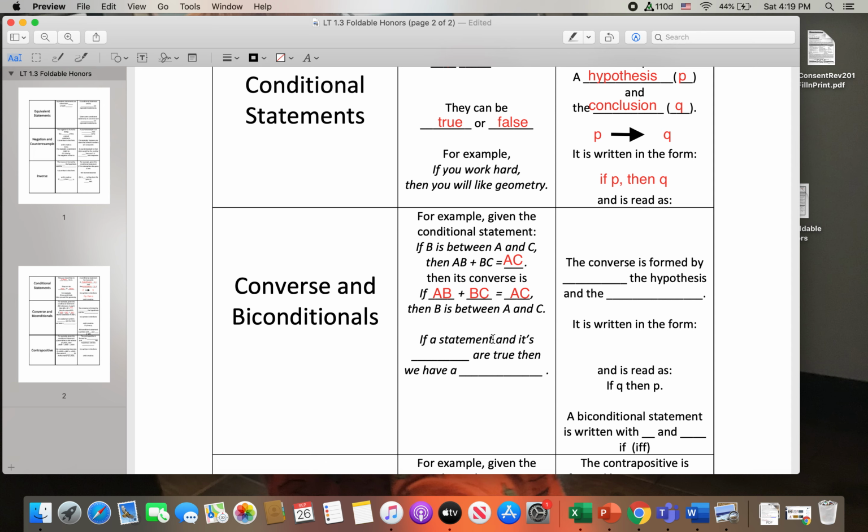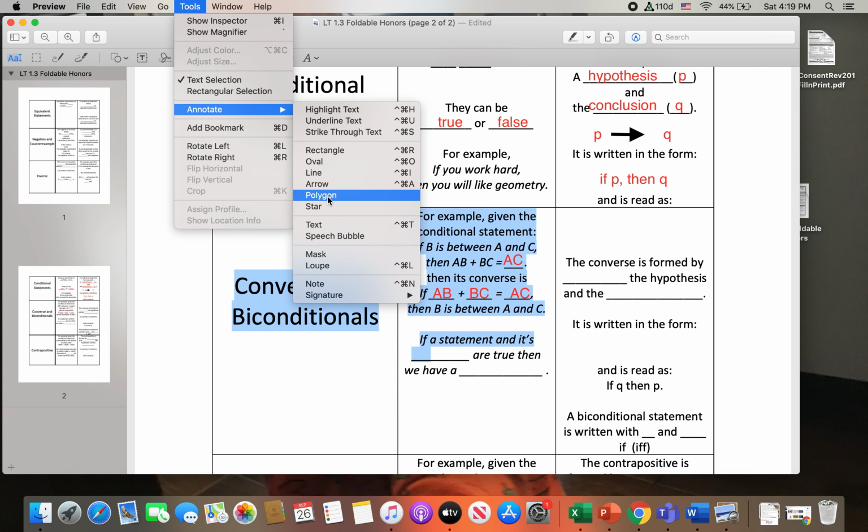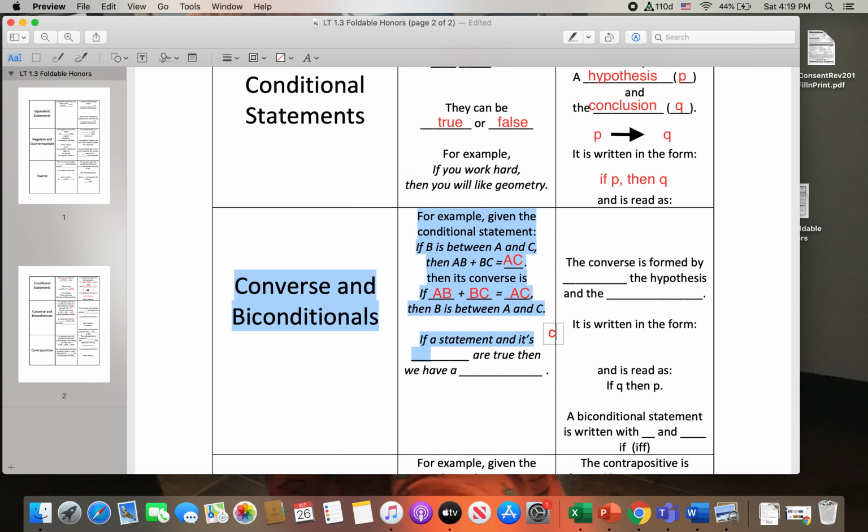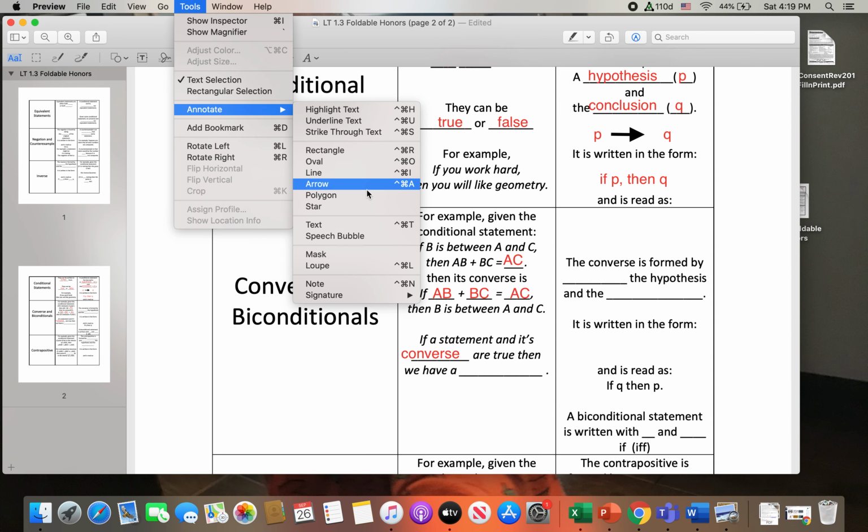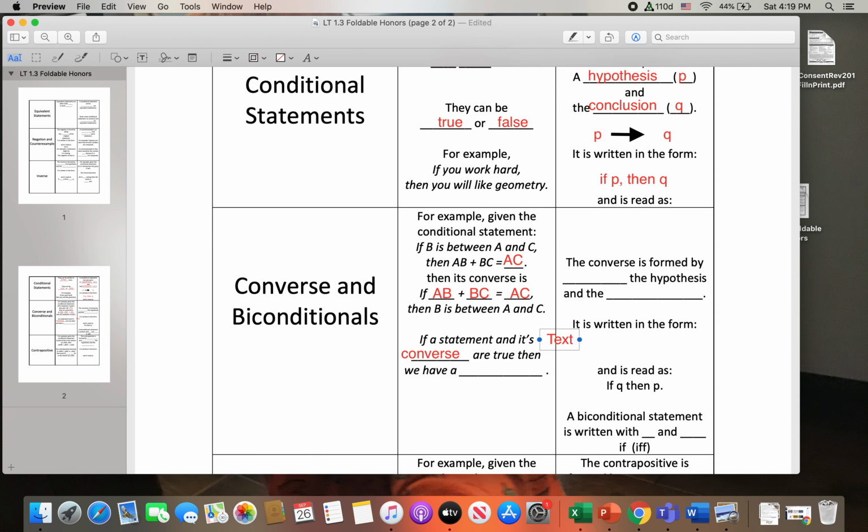If the original statement or conditional and its reverse, called converse, are both true, then we have what is called a biconditional. Both. Two. Biconditional. So, what did we just do there?